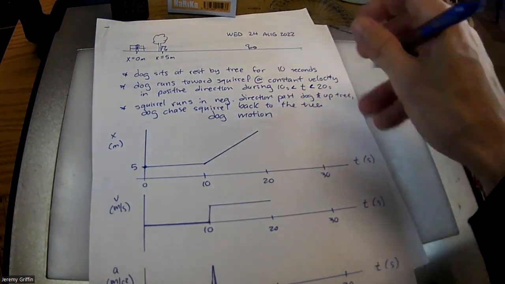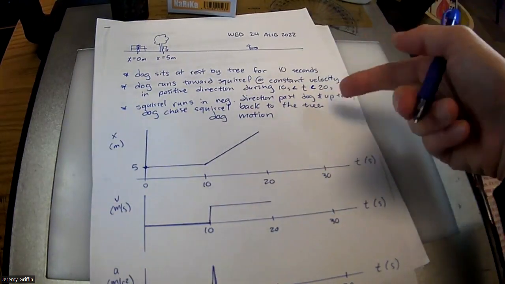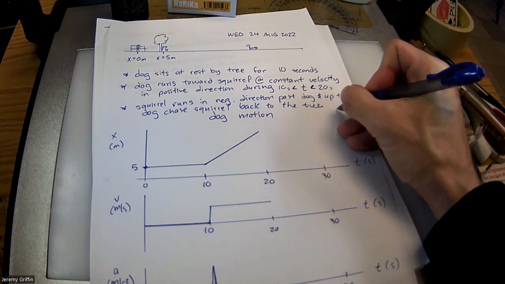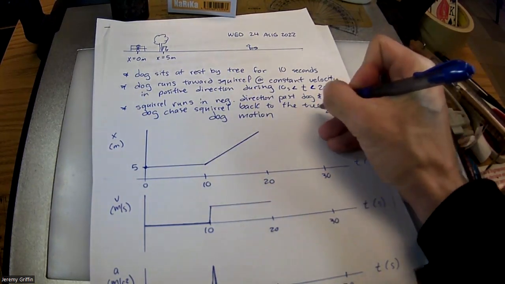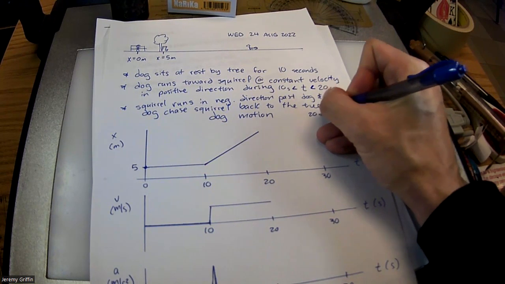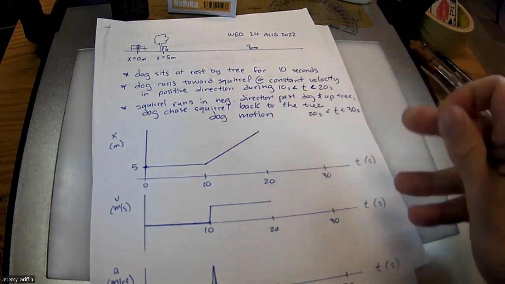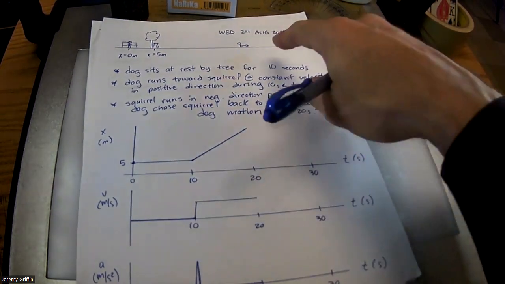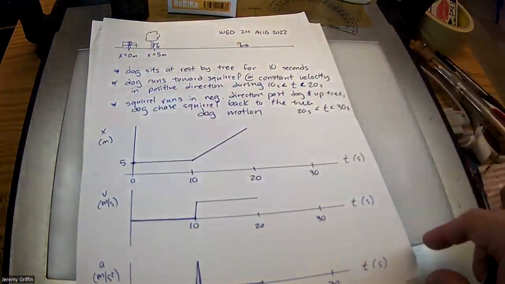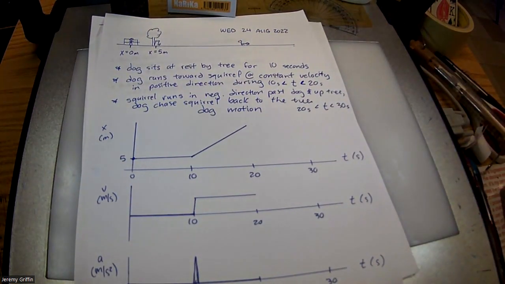Okay. Oh, and this is the last bullet point. Let's say that's the last 10 seconds of the story. So this is during time between 20 seconds and 30 seconds. So that last leg of the story, the last 10 seconds, the dog is chasing the squirrel back towards the tree where he started. What do those graphs look like during that leg of the story?